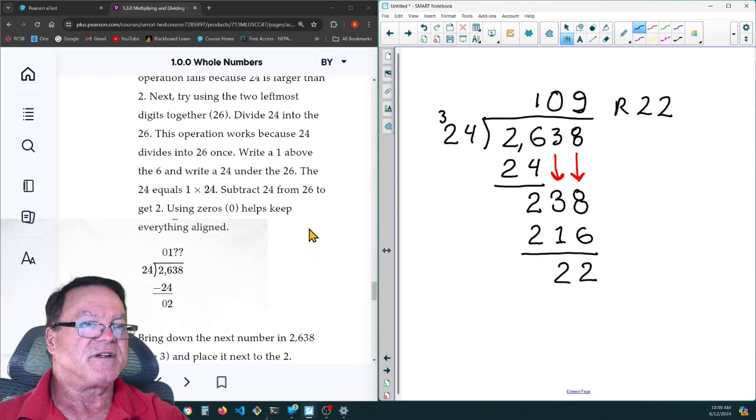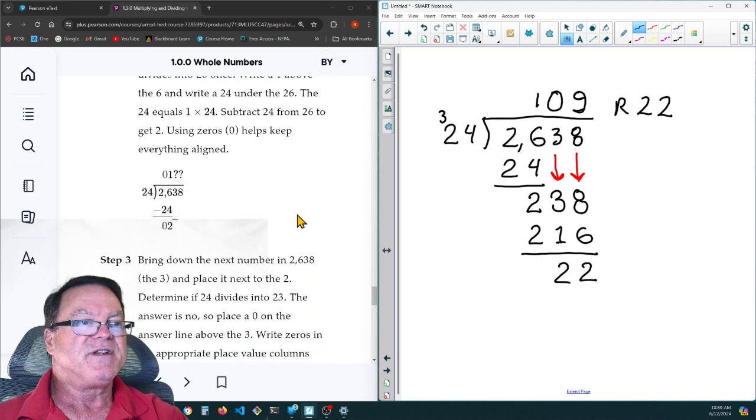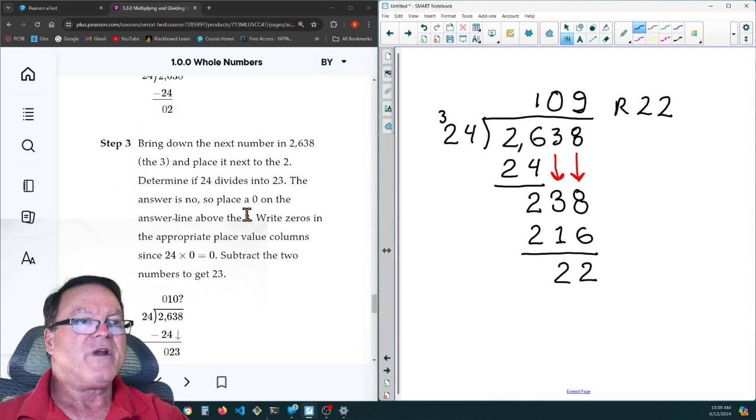Write a 1 above the 6 and write the 24 under the 26. So 1 times 24 equals 24. And 26 minus 24 equals 2. Subtract 24 from 26 to get 2. Using zeros helps keep everything aligned. So here's their 2. Bring down the next number in 2,638, which is the 3, and place it next to the 2. Determine if 24 divides into 23.